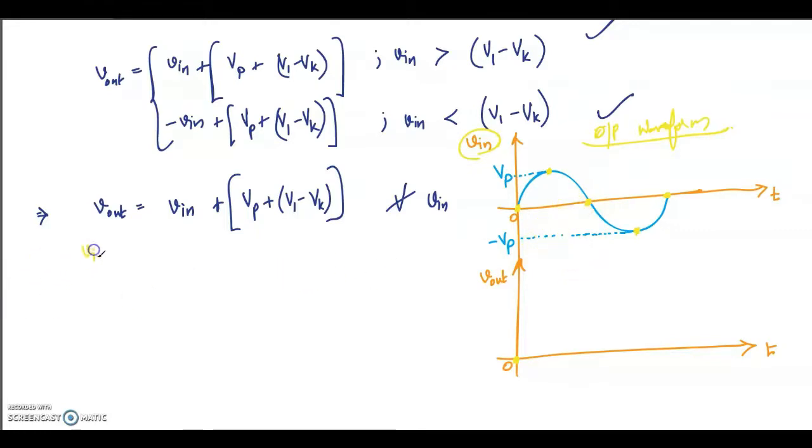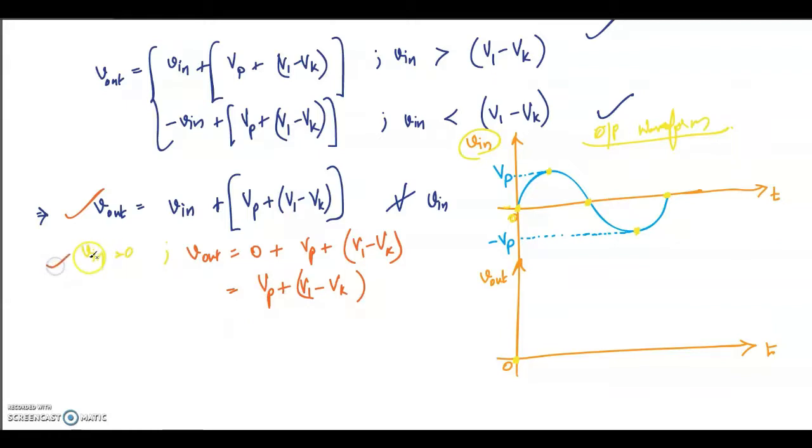First, let us substitute Vn equal to, what is the first key point? Vn equal to 0. When Vn equal to 0, what is the value of V out? V out is equal to, let us substitute here, 0 plus Vp plus V1 minus Vk. That is equal to Vp plus V1 minus Vk. This is the output voltage for Vn equal to 0. When Vn equal to 0, the level here is Vp plus V1 minus Vk. Done.